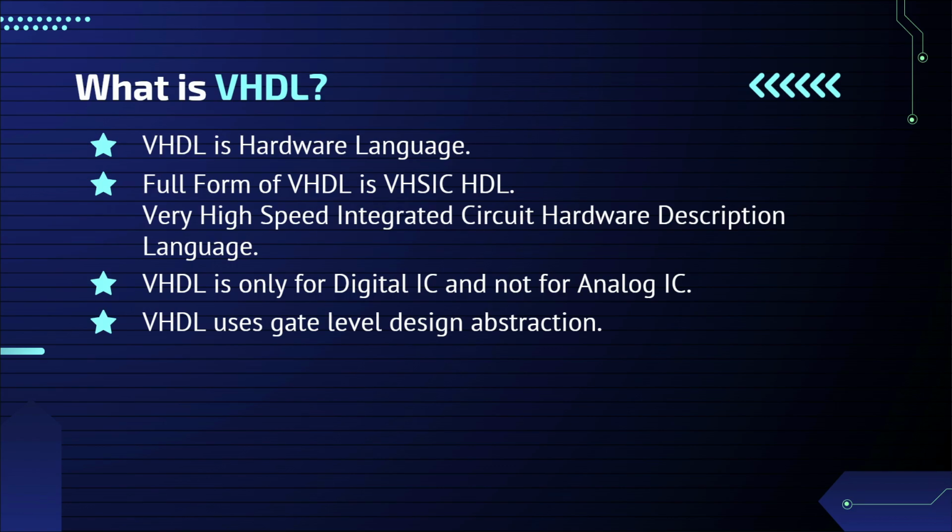VHDL is a special type of programming language which is used to design digital circuits. The full form of VHDL is Very High Speed Integrated Circuit Hardware Description Language. Sounds complicated, right? But don't worry. It simply means that VHDL is used to design circuits inside digital devices like microprocessors and memory chips. However, VHDL cannot be used for analog circuits. It only works with digital circuits.